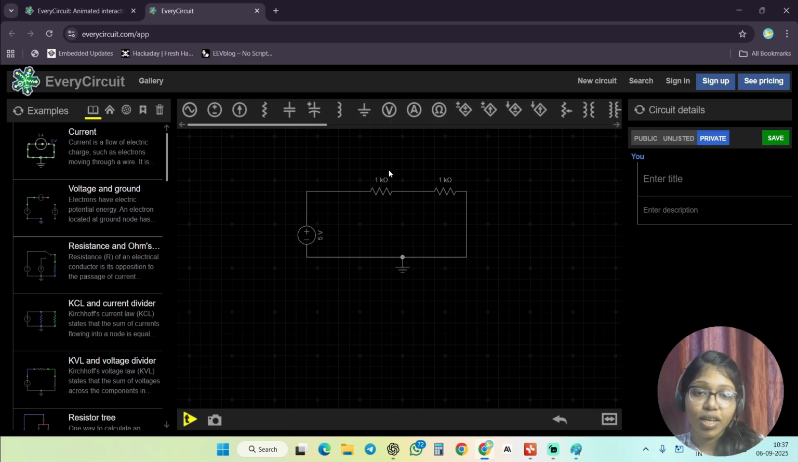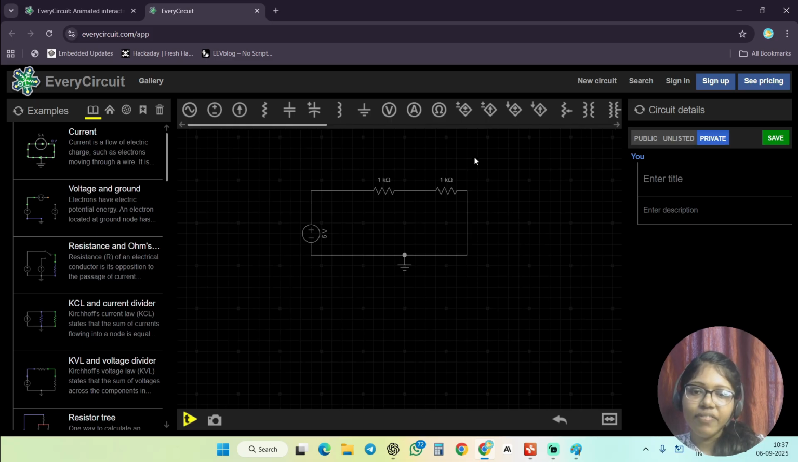Both resistors have the same value, 1K. The thing to concentrate on here is that the resistors are connected in series. So when I apply some voltage, what will happen? Let's check.